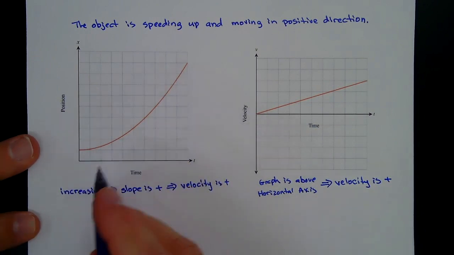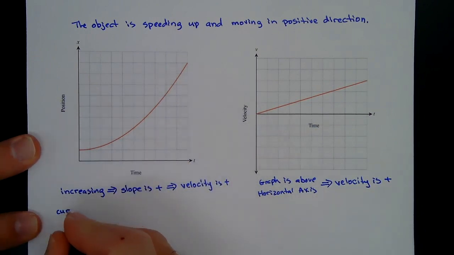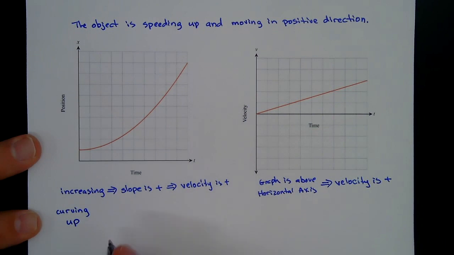Now for the curvature. Now this is curving up. So curving up, bending up, that tells us that the acceleration is positive.